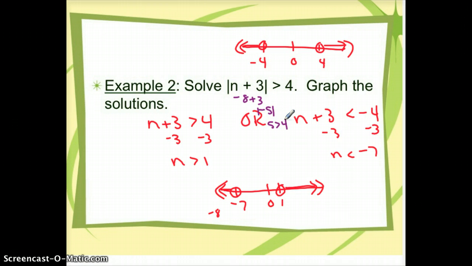It looks good. If I check something over here, like, say, 3, and I could do absolute value of 3 plus 3, well, that's 6. Absolute value of 6 is 6, which is greater than 4. Both of the areas I shaded seem to work, so that's a good sign.